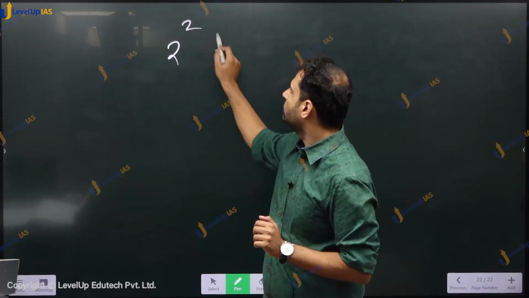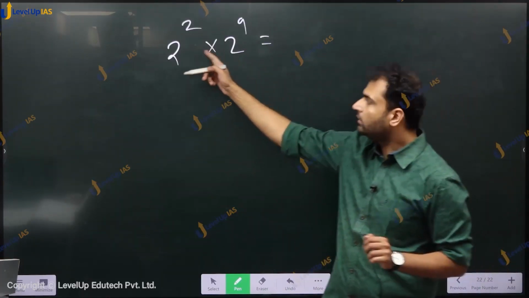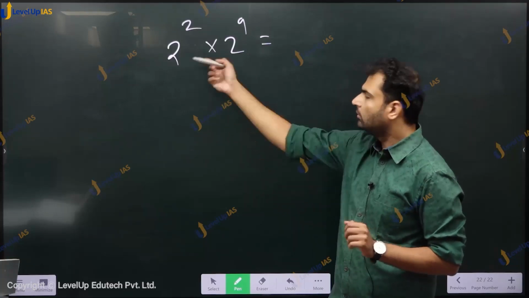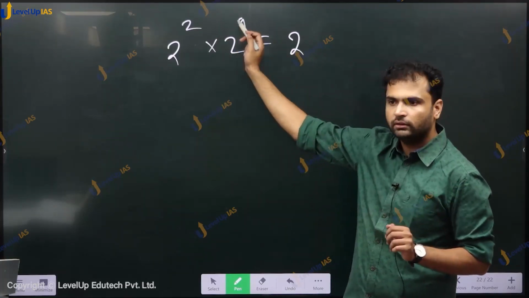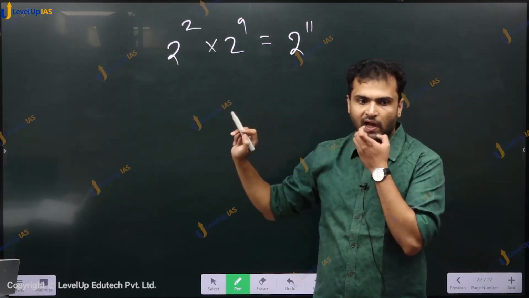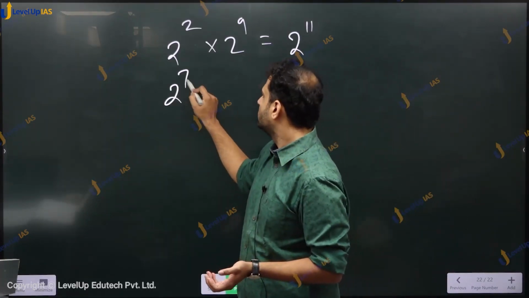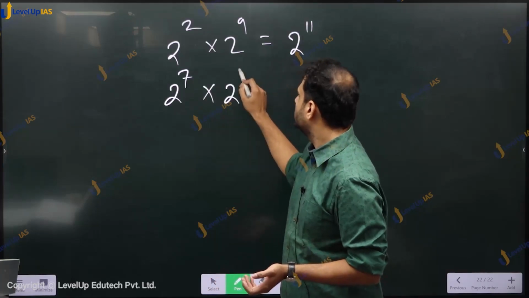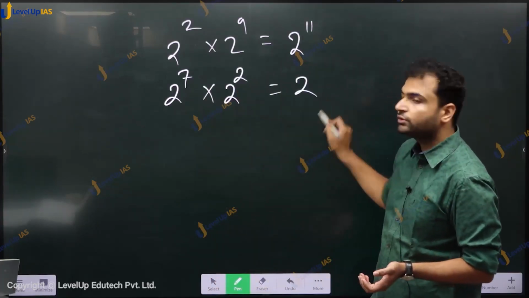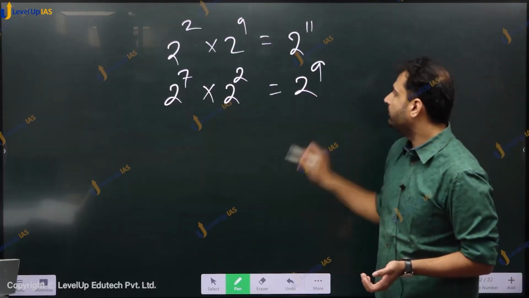What is 2 raised to 2 into 2 raised to 9? Firstly, is base same? Yes. Multiplication में क्या होता है? सीधा ऐड होता है. 9 plus 2, 11. ठीक है. 2 raised to 7 into 2 raised to 2, 2 raised to क्या होगा? Base is same. 7 plus 2, 9.